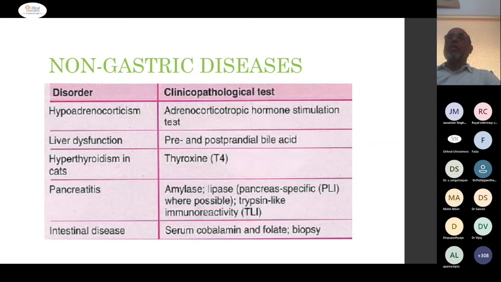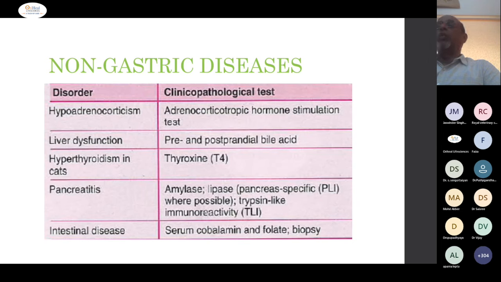So you have to think about liver diseases, for which you do pre and postprandial bile acids. So far we have not been doing much of this, but I think it's high time veterinarians start doing bile acids. Bile acids are more indicative of liver disease than your SGPT, SGOT, and serum alkaline phosphatase. They are also important, but I will deal with them next Sunday, and we'll see how they are useful in defining. But definitely pre and postprandial bile acids are very important in diagnosing liver disease.